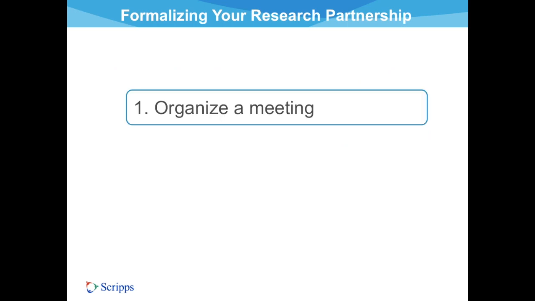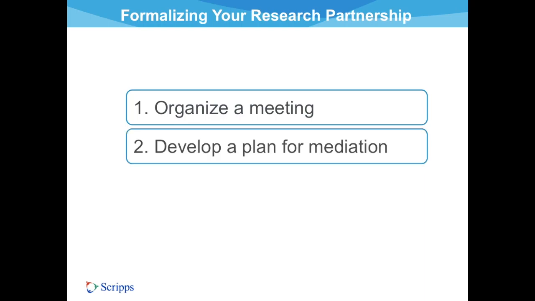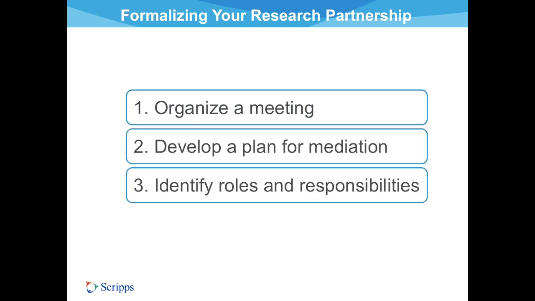The next step is to formalize the research partnership between the researcher and the community experts. First, organize a meeting. Next, develop a plan for mediation. Last, identify all roles and responsibilities. We will go through these 3 steps in further detail. Our first step is to organize a meeting.